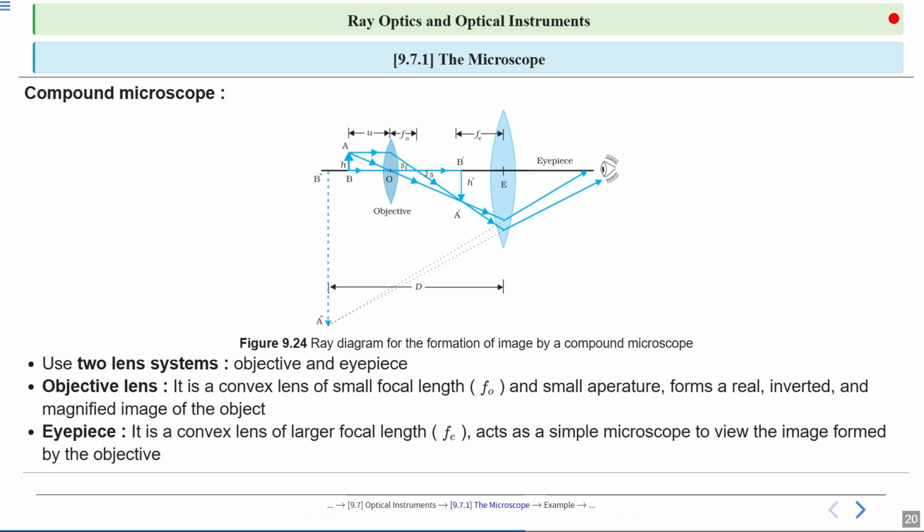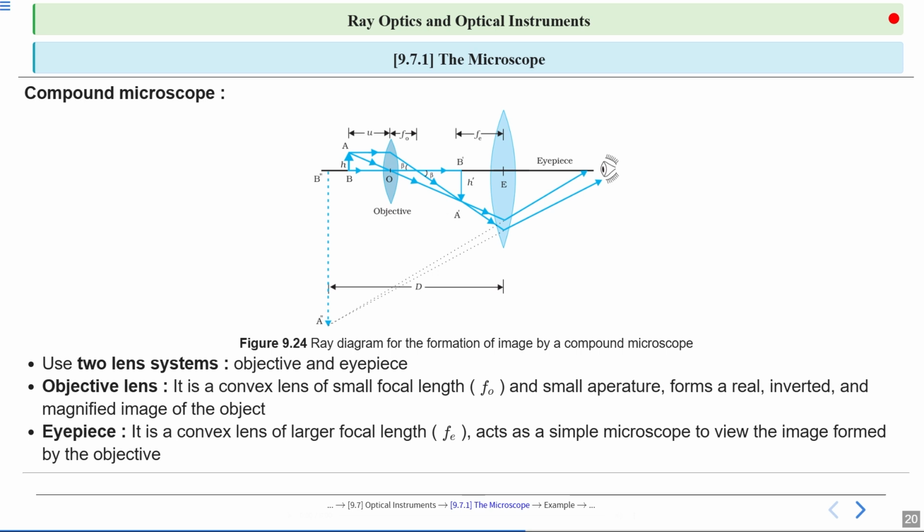Now the eyepiece, which is also a convex lens but with a larger focal length, acts as a simple microscope, allowing us to view the image formed by the objective lens. Okay, so firstly the image is formed by the objective lens. Then this image will act as the object for the eyepiece. And this image is formed within the focal length of the eyepiece. So the eyepiece will act as a simple microscope. It will form a magnified virtual image of this image formed by the objective. It will form the final virtual erect image.